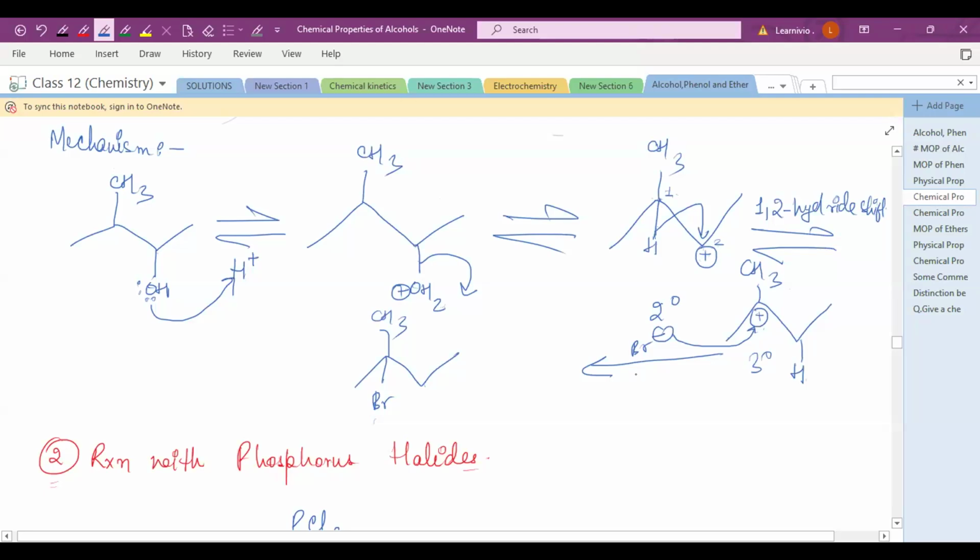And now in the second step, bromine minus, which is the nucleophile, comes and attacks the carbocation, and it forms this product. Okay.